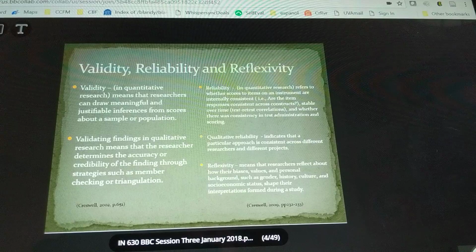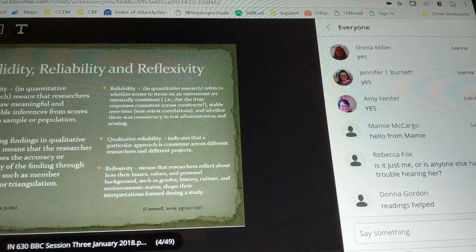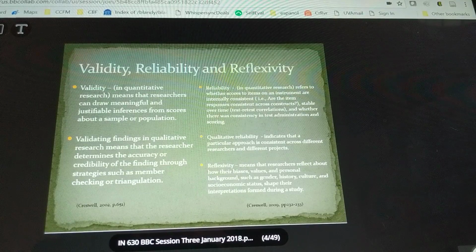Okay, the last one on the bottom is reflexivity. And this means that researchers reflect about how their biases, values, and personal background, such as gender, history, culture, and socioeconomic status, shape their interpretations formed during a study. So reflexivity is typically offered for qualitative researchers because you are making interpretations about the data. So it's important to try to consider what kind of lens you're looking through for your interpretation.